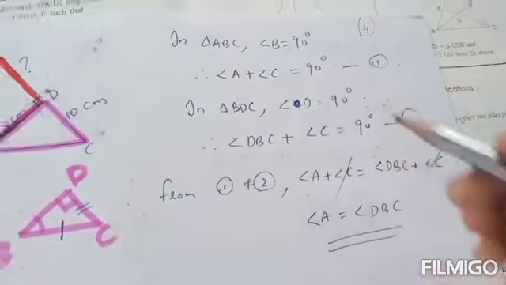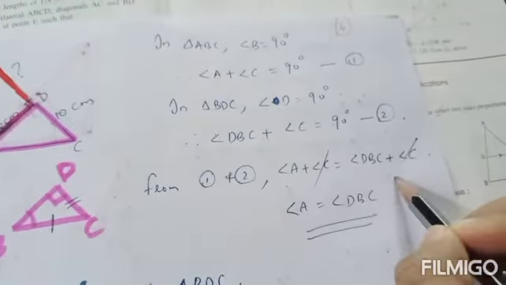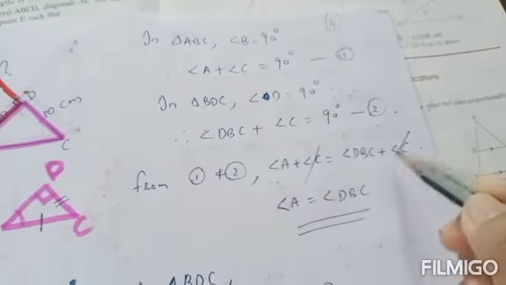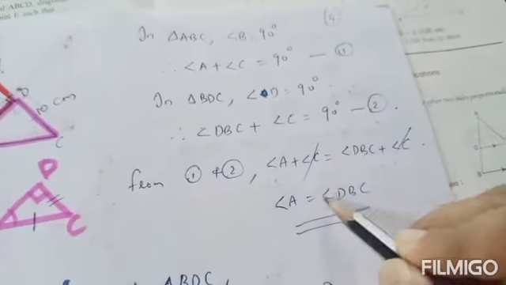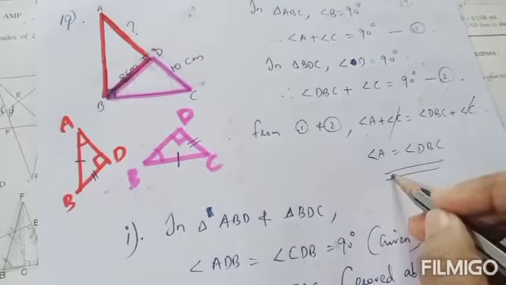So from 1 and 2 you can write angle A plus angle C equal to angle DBC plus angle C. Now in both sides angle C is coming, so you can cancel that. So angle A equal to angle DBC you got. Okay, so another pair of equal angles you got.